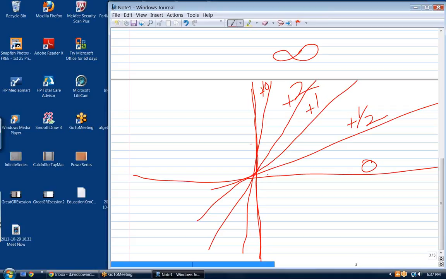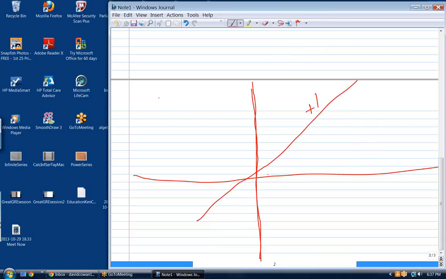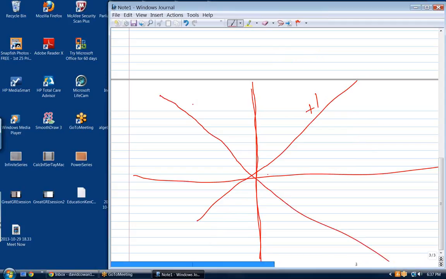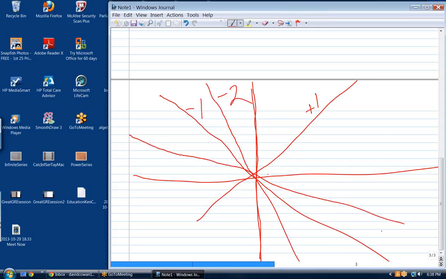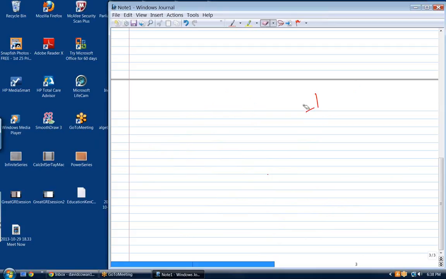What is this slope? That's -1. What is that slope? -2. And that slope? -1/2. All right. That's good to be able to recognize what slopes are approximately.